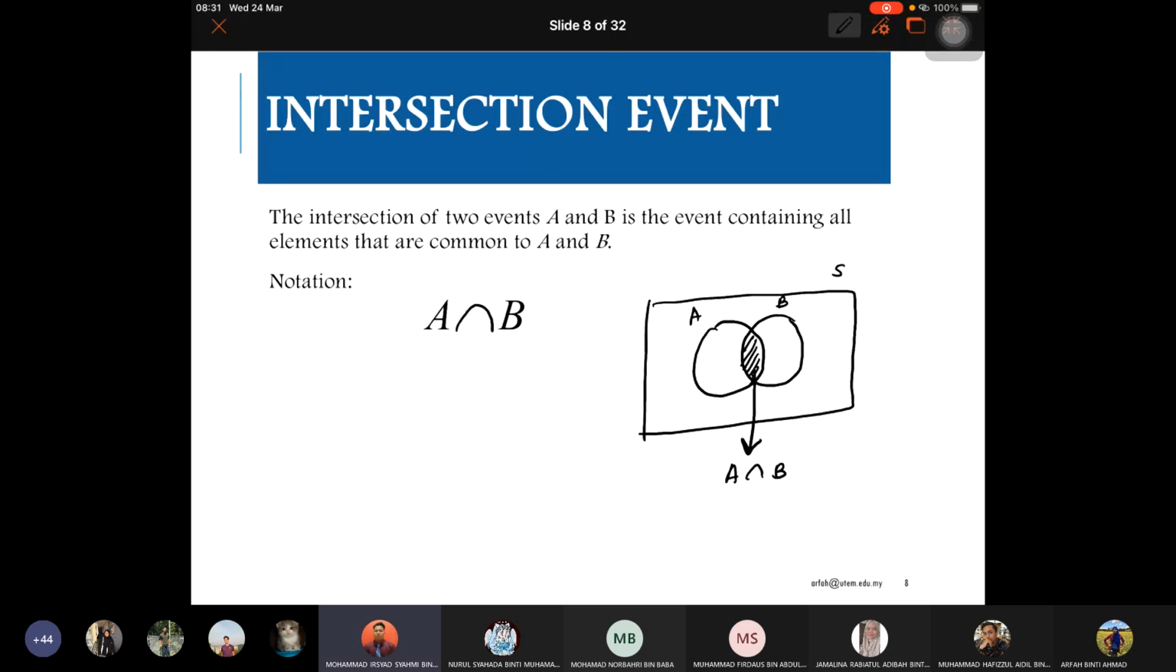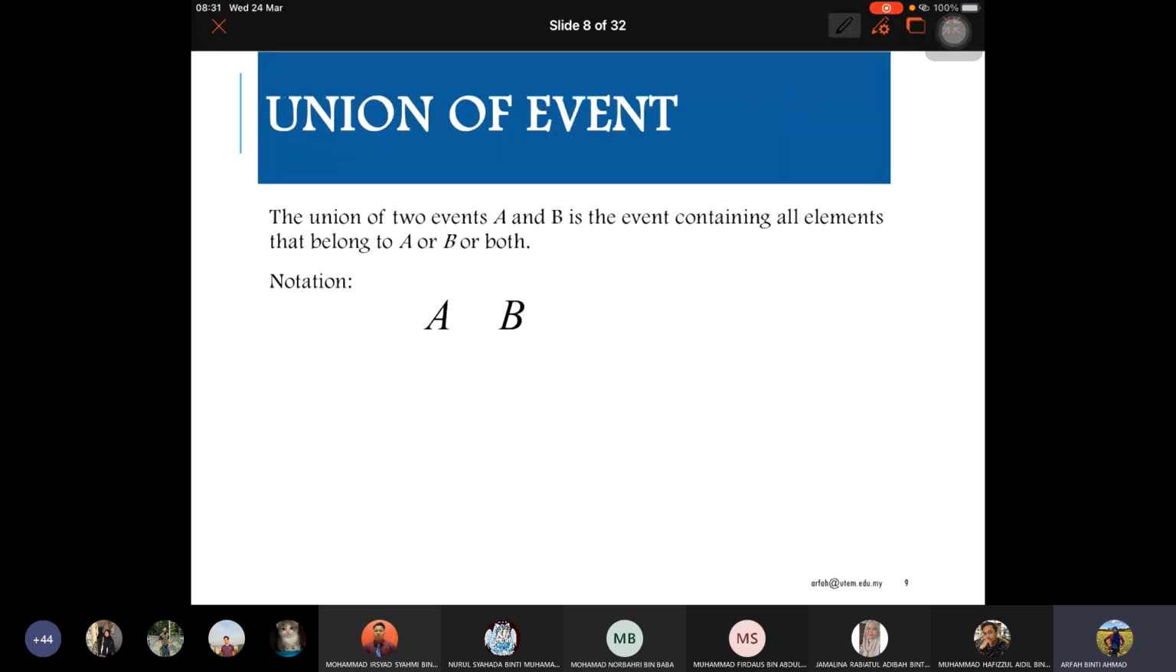Dapat atau dapat. Dan. Okay, the next one kita ada union, yang itu tadi pertindanan atau intersection. The next one we have union atau kesatuan of event.